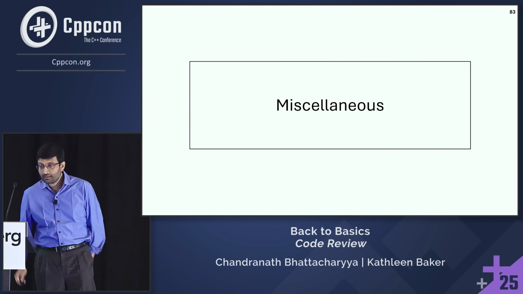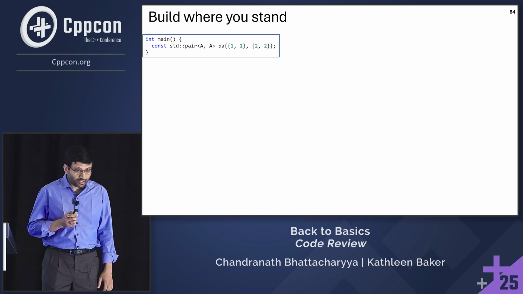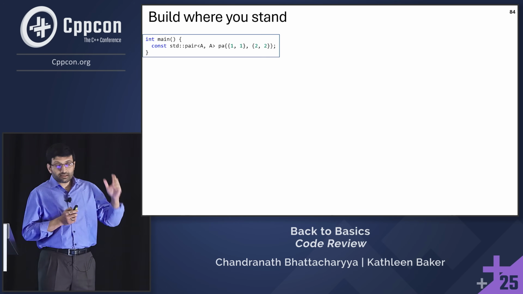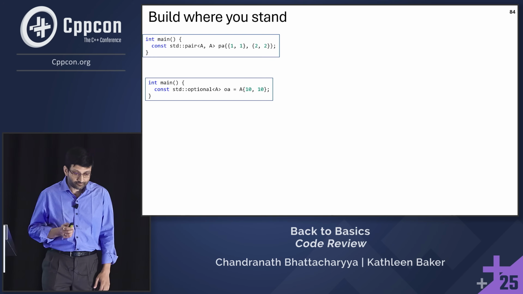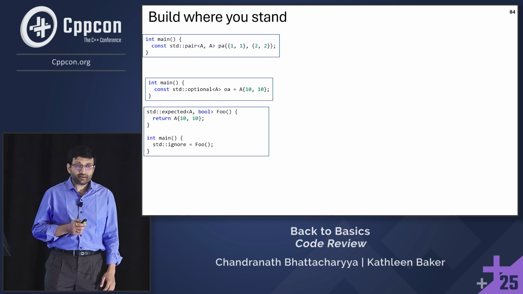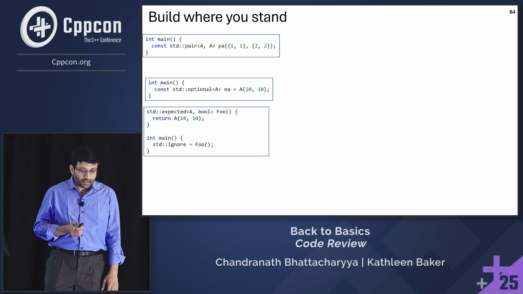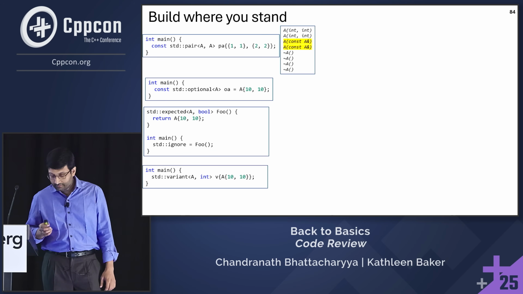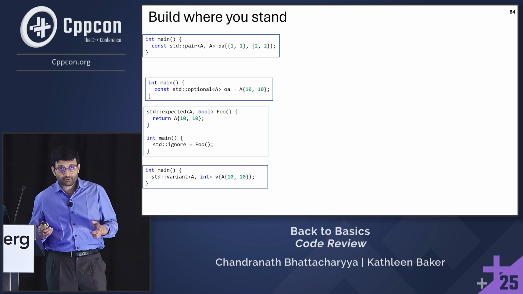Okay. Thank you, Kathleen. So let's move on to the last section, miscellaneous. First example, build where you stand. So we have our type A that we created. Now we are creating a std pair of A and A in this particular manner. We are creating an optional of type A in this manner. We are creating an expected of type A as a success type in this particular manner. And then we are also creating a variant of type A in this particular manner.